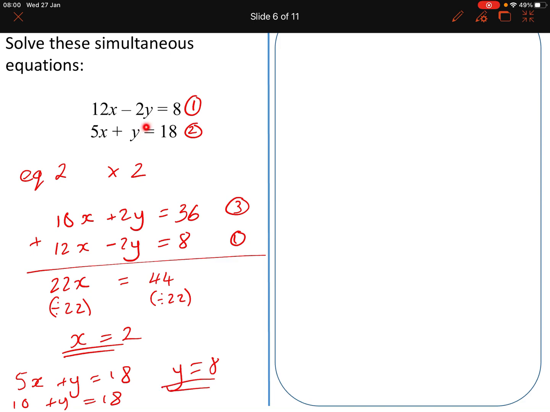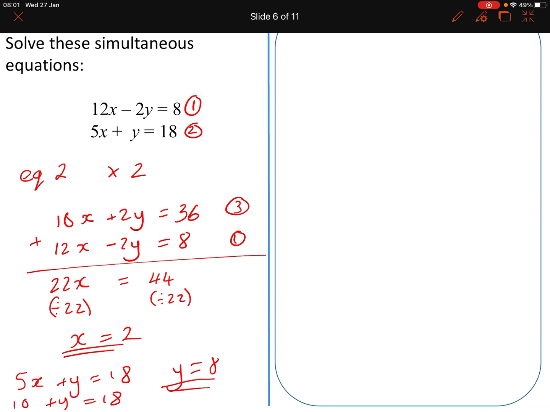So where they don't immediately cancel through addition or subtraction, in this case I was left with negative y, we need to multiply one of those two equations to force one of them to have the same number of either y, it could even be x, we could force it to be the x, and then we can follow the same process as before.